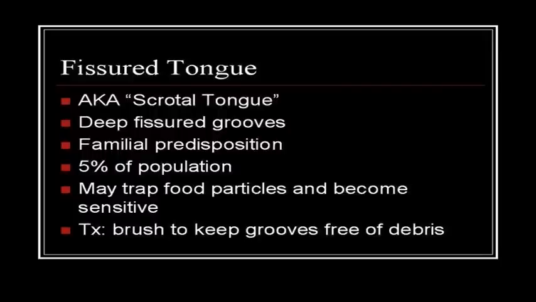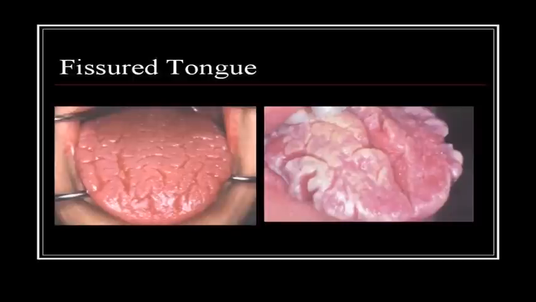Fissured tongue is another benign lesion. It's also known as scrotal tongue because of the deep fissured grooves on the dorsal surface of the tongue. Again, there's a familial predisposition. Approximately 5% of the population present with this, and really the only cause for concern with fissured tongue is that food, bacteria and plaque may become trapped in the tongue and cause sensitivity. Again, the treatment is to brush the tongue and keep the grooves free of debris.